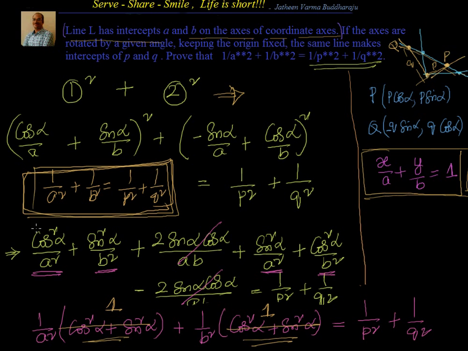We can do this in so many different ways. We can also do this problem by equating the perpendicular distance from the origin to the straight line, with respect to both the coordinate axes, and that way also you can prove it. But this seems to be a little bit simpler way of solving it.